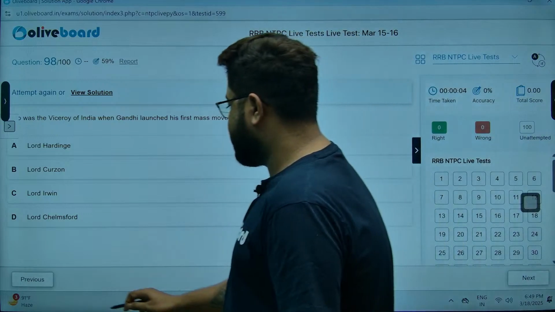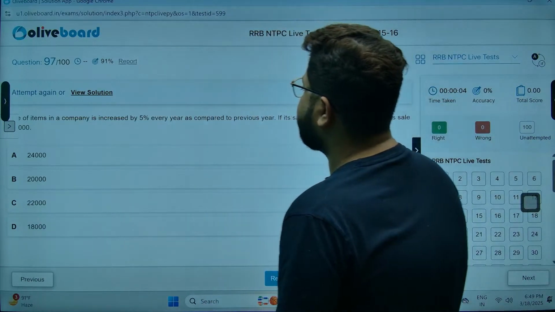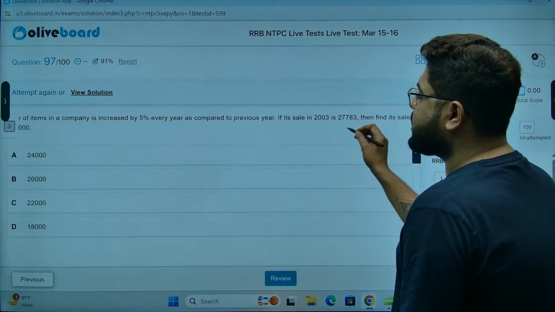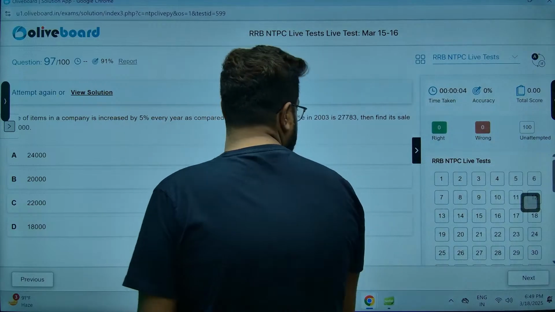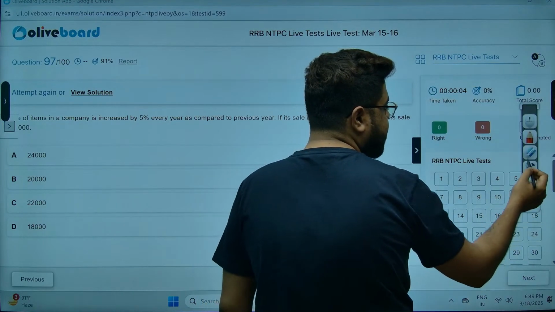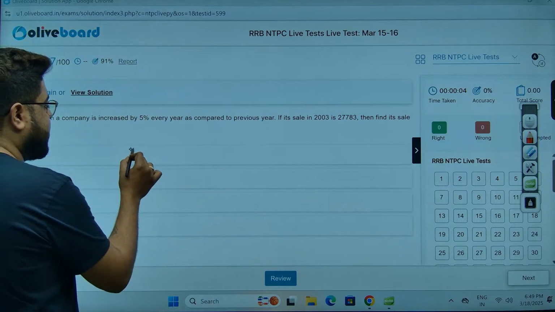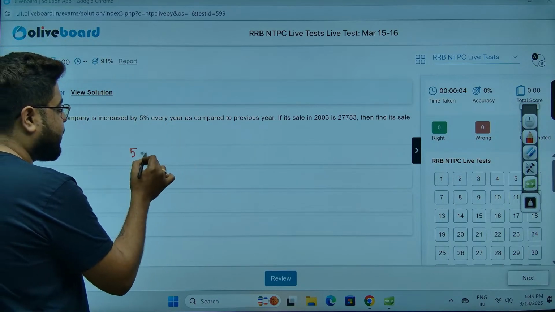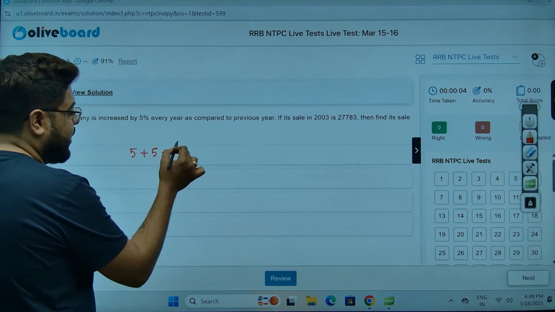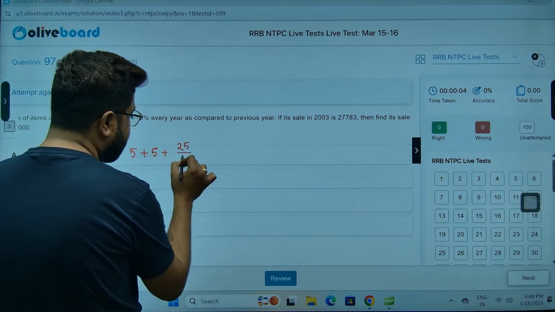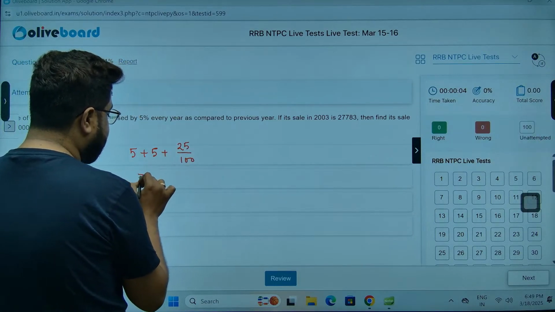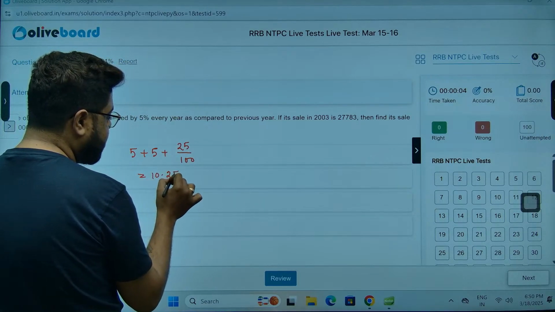One second, I guess one question will remain. 5% every year, 2003, the value of 2000. 3 years successive increment of 5%. So for 2 years it will be 5 plus 5 plus 5 into 5 by 100, so that will be 10.25%.